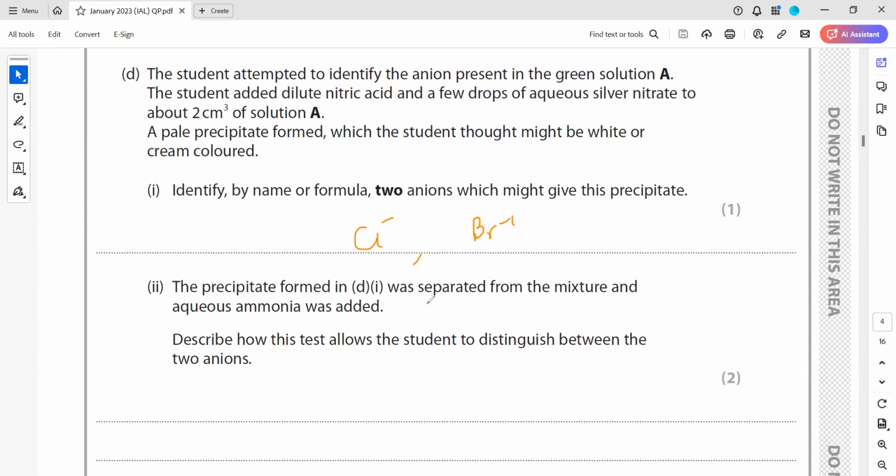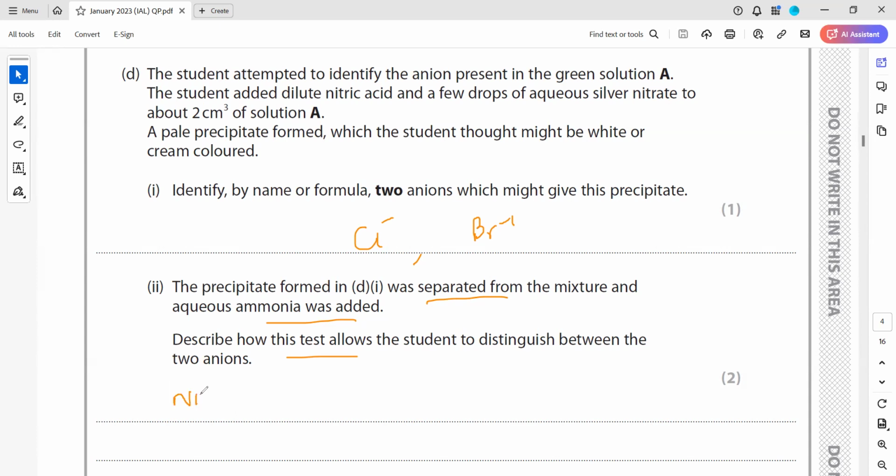The precipitate formed was separated from the mixture and aqueous ammonia is added. Describe how this test allows identification. If we add aqueous ammonia, whether dilute or concentrated, chloride will dissolve. But if it is dilute, bromide will not dissolve. It will only dissolve when concentrated. And iodide precipitate does not dissolve.